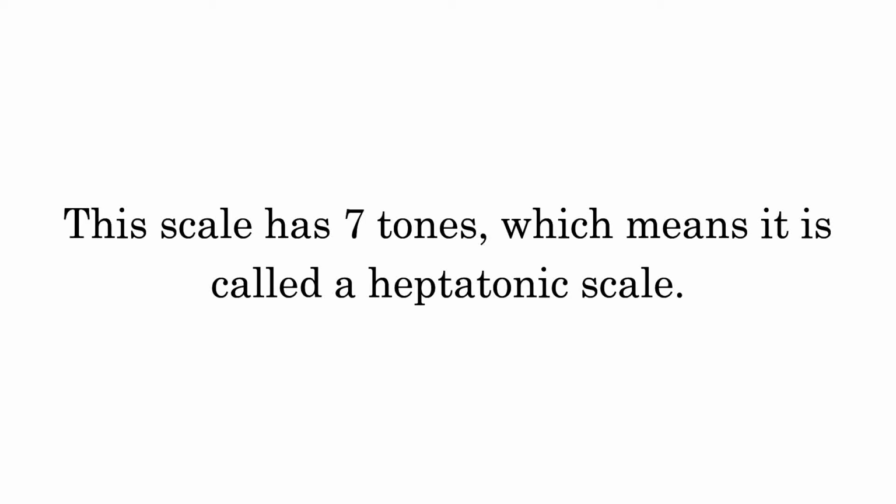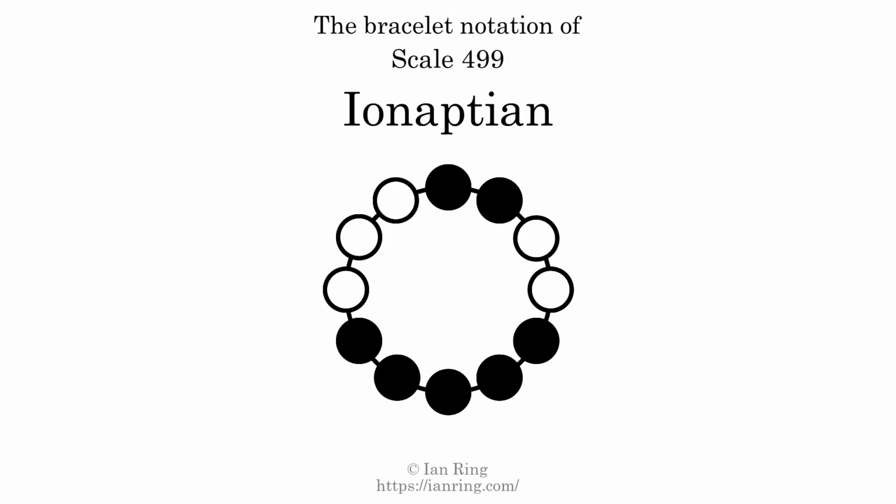This scale has 7 tones, which means it is called a heptatonic scale. This is a bracelet notation diagram of scale 499. The shaded circles represent tones that appear in the scale, and they are read clockwise, starting at the top.